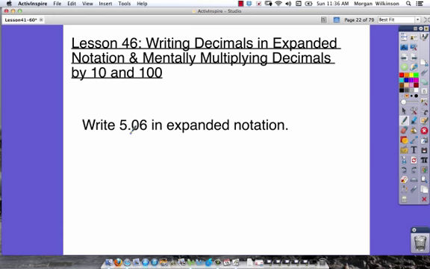So if we want to write 5 and 6/100ths in expanded notation, we can start that off by saying 5 times 1. That's the first part because we have 5 in the ones place, plus. Now we know this is 5 and 6/100ths, so we have 6 in the hundredths place. The way we write that is 6 times 1 over 100, or 6 times 1/100ths. And we've got our final answer. We've written 5.06 in expanded notation just by doing this process. We can move on to the next example.